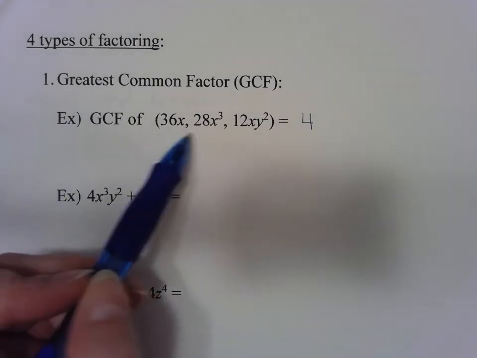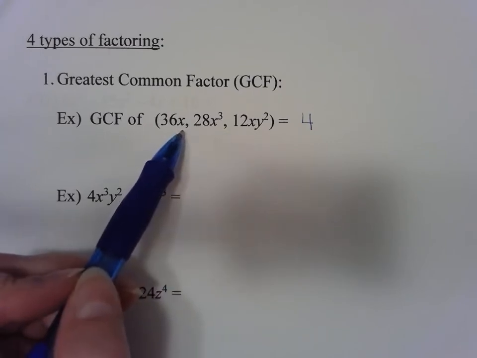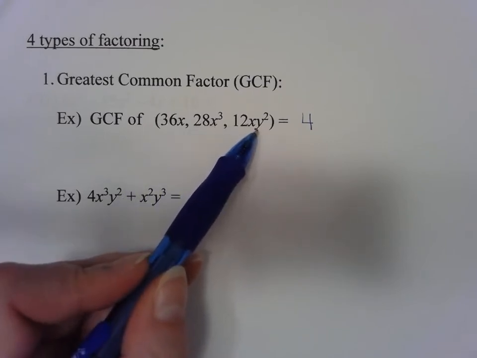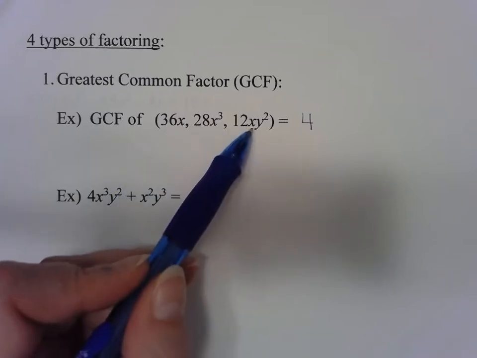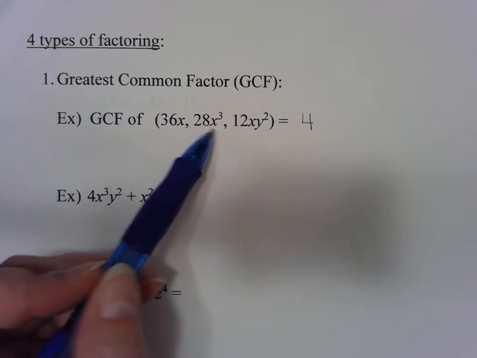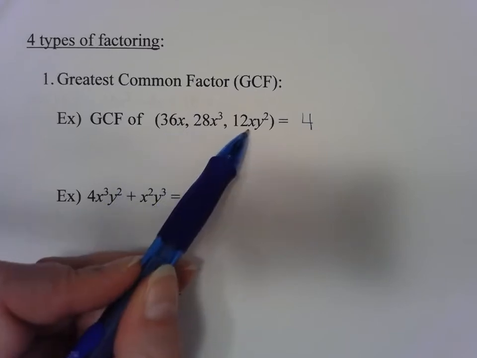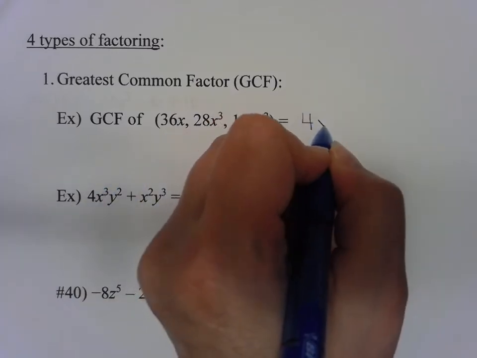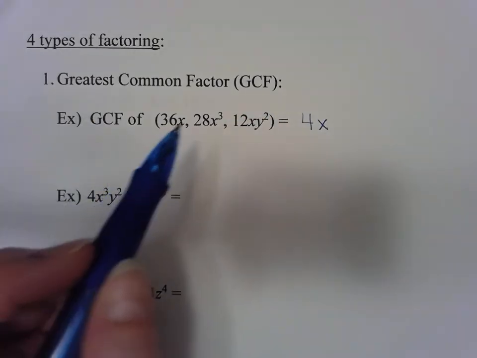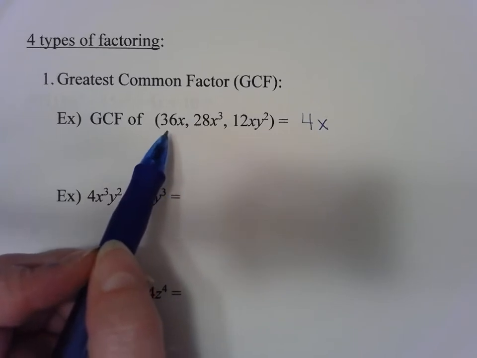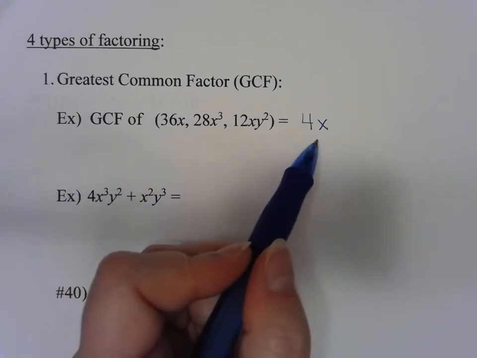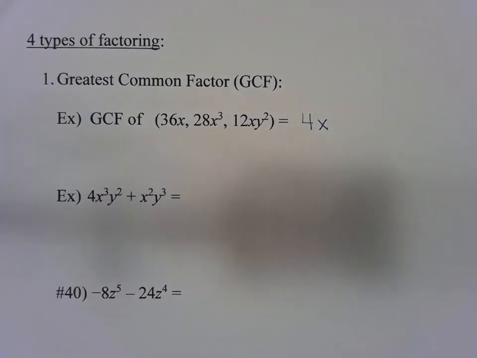Then we would look at the variables. We want to list any variables that they all share. Right? So if I look at each of these, they all have at least one x. This has one x, this has one x, this has three x's, but these only have one. So as far as what they have in common, they all have one x in common. The last term here has some y's, but these others don't, so they don't share it. So 4x would be the greatest common factor.